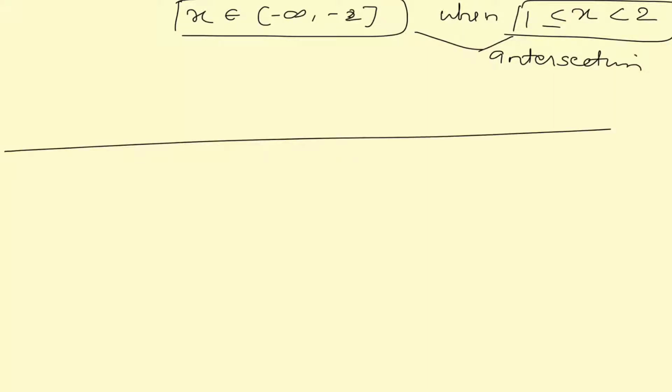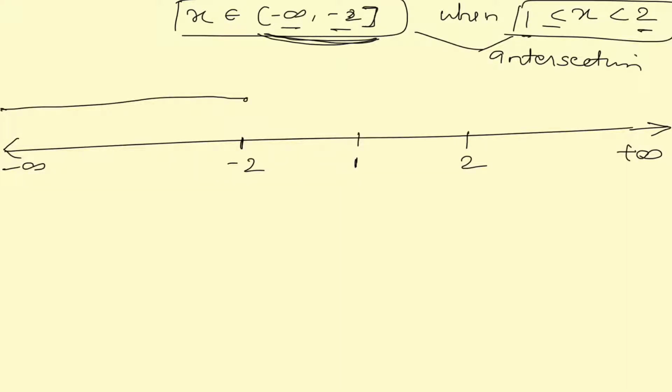For taking the intersection, we have to draw a number line, minus infinity, minus 2 will be here somewhere, and then 1 and 2, and plus infinity will be here. So x belongs to minus infinity to minus 2, closed interval. That means we need to include it, and for including we draw a dot, so we are including minus 2 also. For x from 1 to 2, we need to include 1 but not 2, like this, 1 to 2.